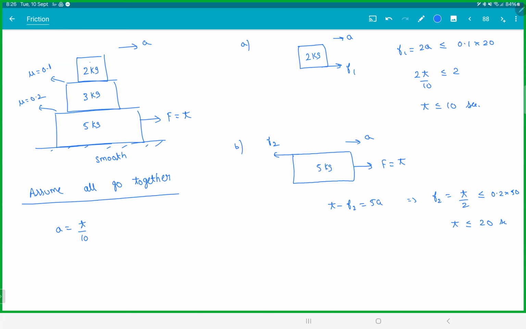Yeah, let's see. Now, there's a problem here. Who is right? The 2 kg is saying, give me 10 seconds, I won't slip. And this guy is saying, up to 20 seconds, I won't slip. So you take the least time. You're getting it? So this is wrong. We take the least time. Understand why?